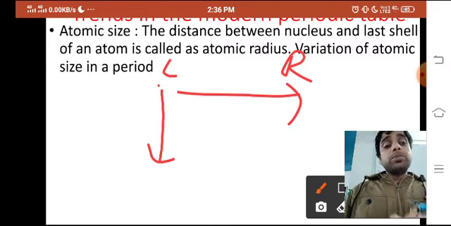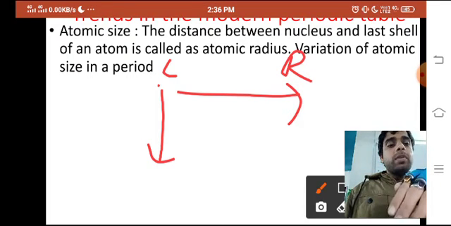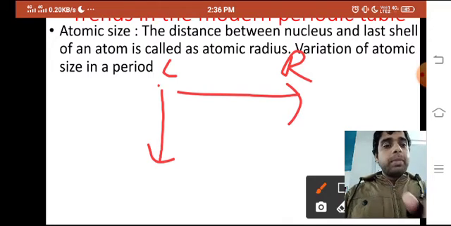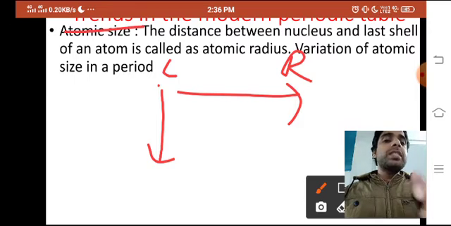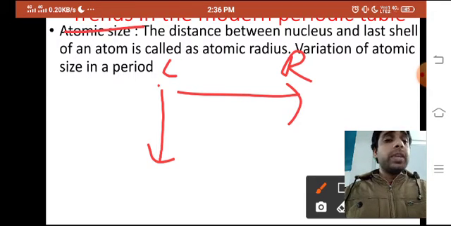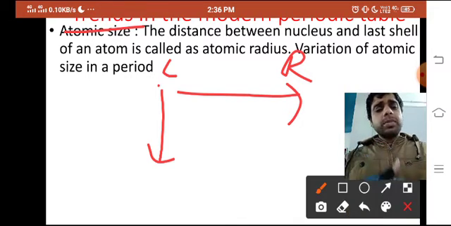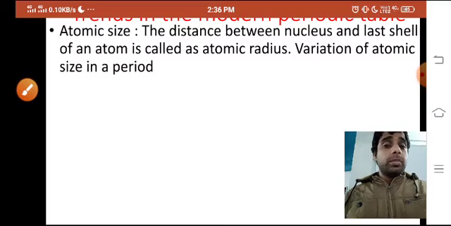And when I am talking about moving down the group, that means vertically from the first element at the top of the periodic table to the last one at the bottom. In that manner we have to study the trend. So here the very first one is atomic size. What is the meaning of atomic size? When we are moving down the group, the shell will increase. How will the shell increase? We will take some examples and check that.